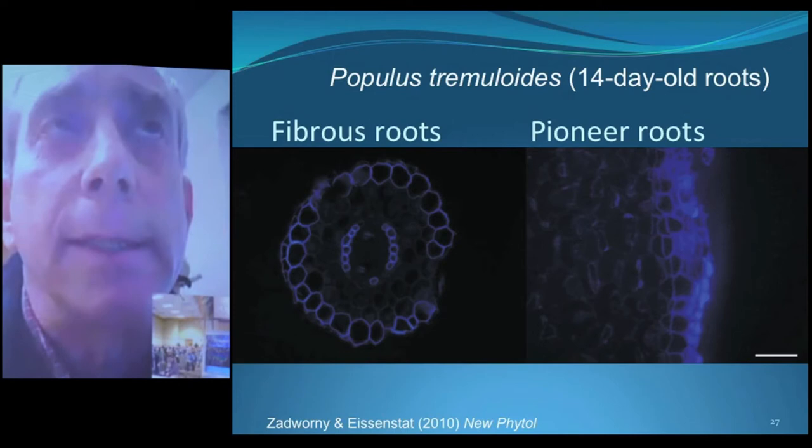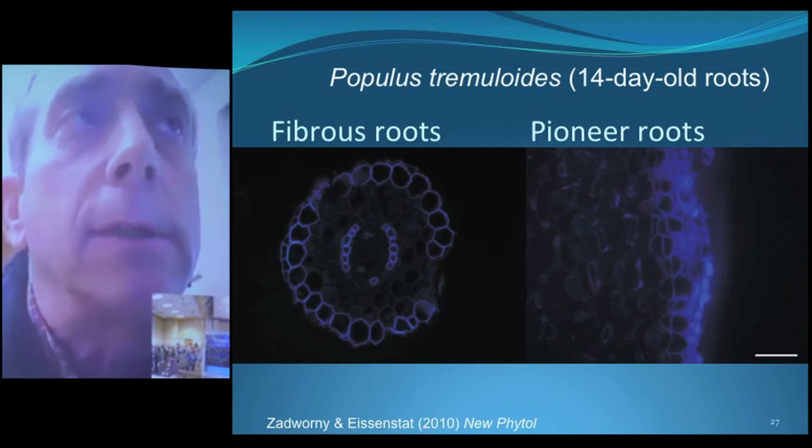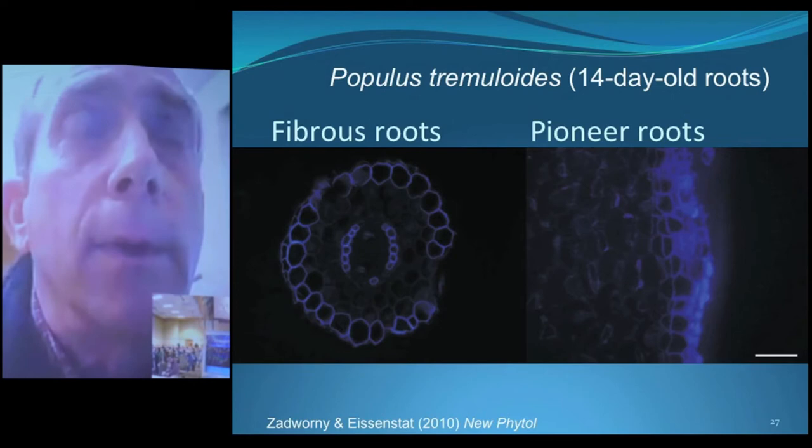But simply put, there's a barrier just inside the epidermis called the hypodermis, and that, under UV light, will autofluoresce. In fibrous roots, it has a single layer of hypodermis, and that has to do with the suberin. Earlier in talks, they were talking about the Casparian strip and the endodermis, that's the inner roots. We're only talking about very young roots here, only 14 days old. They have a fairly well-formed endodermis, but also a fairly well-formed hypodermis, that outer layer.